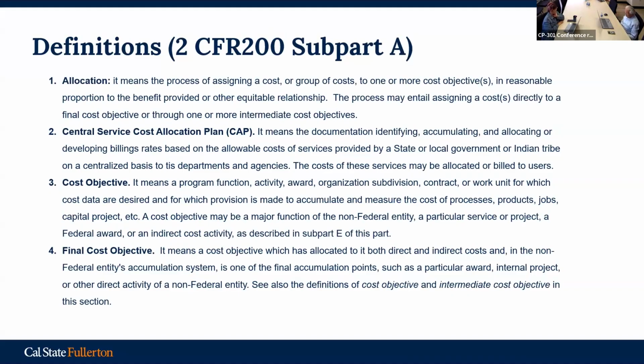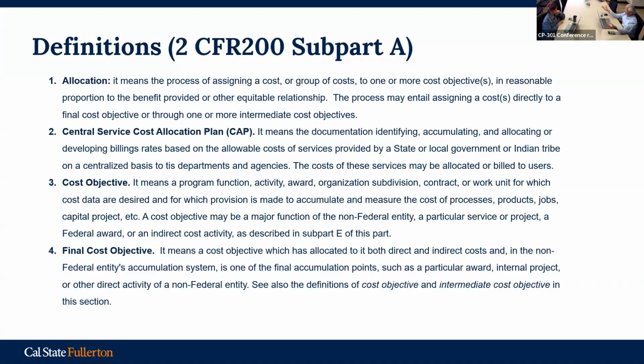Now, in order to understand what allocation is, you have to understand the process. In order to have an allocation, you have to have a service department, a service unit that provides services to recipients that are more than one, okay? So you have a service department that provides services to many customers. And then we have to understand that they don't direct charge, they do an allocation rather than direct charge.